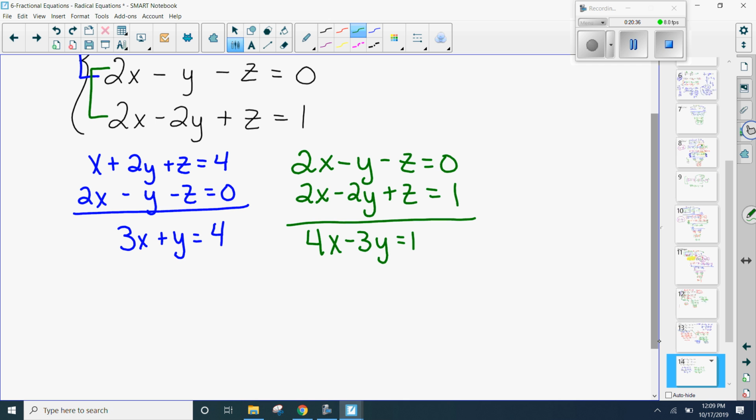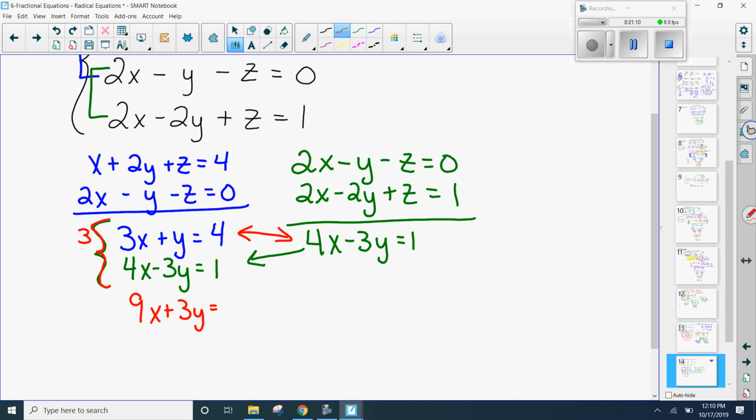So now you have two more equations. What do you notice about these two equations right here? They have the same variables. So let's move this 4x minus 3y equals 1 underneath here. Now what does that look like? Something you're familiar with? Yeah, elimination substitution. Probably the best way is to take the top one times 3, which gives you 9x plus 3y equals 12.